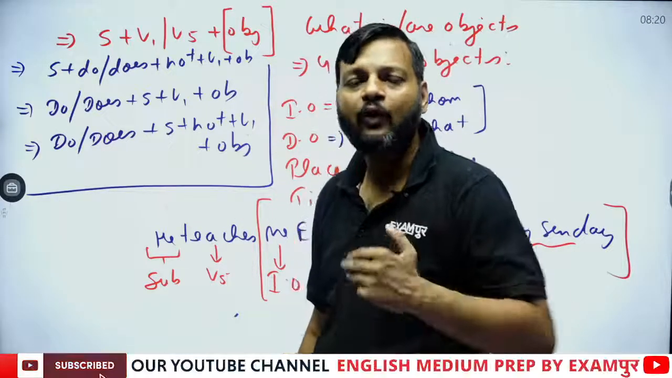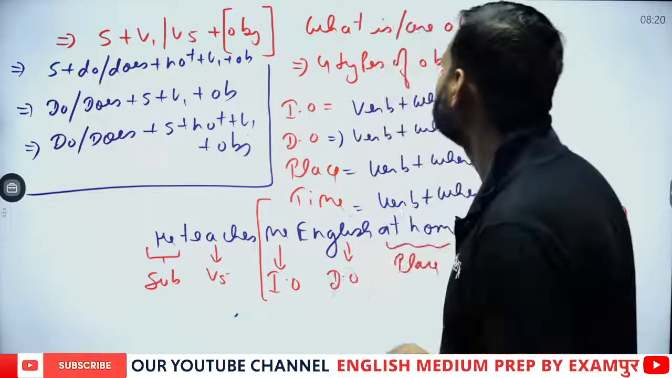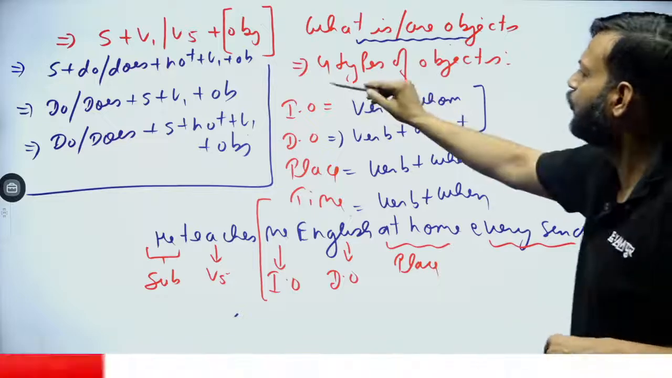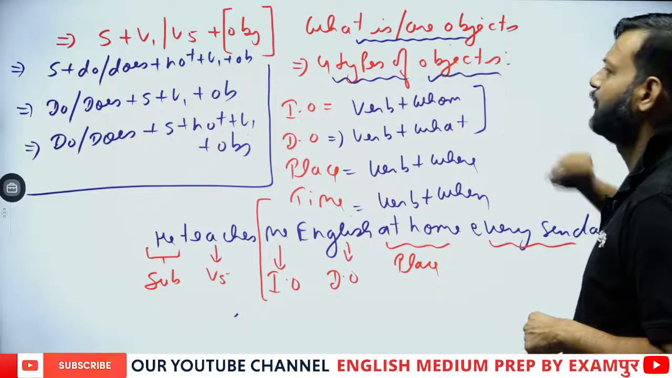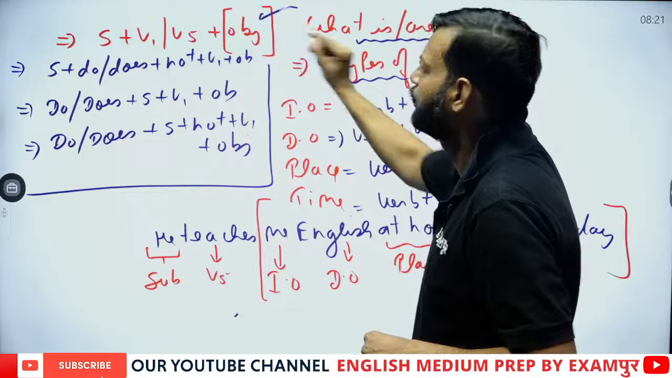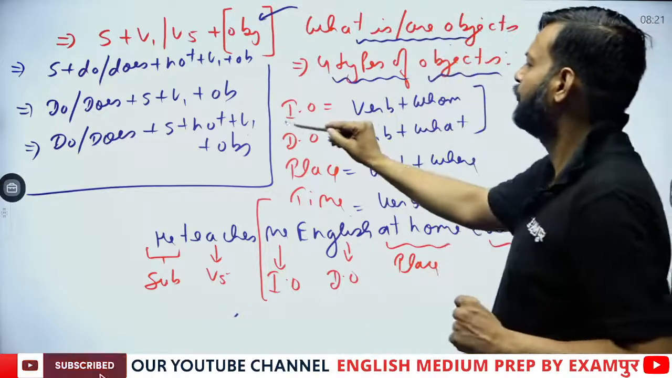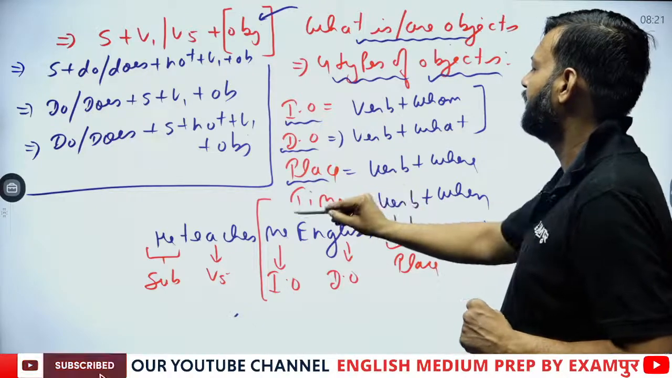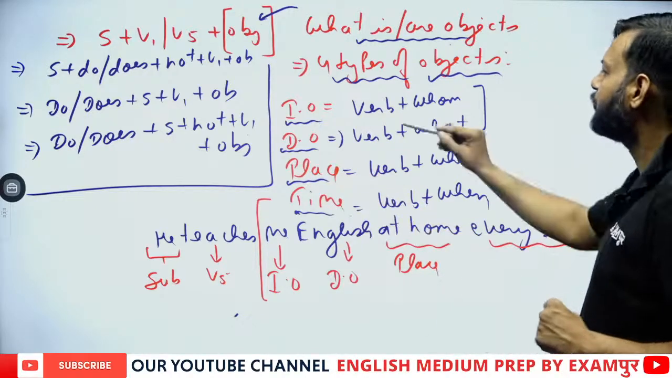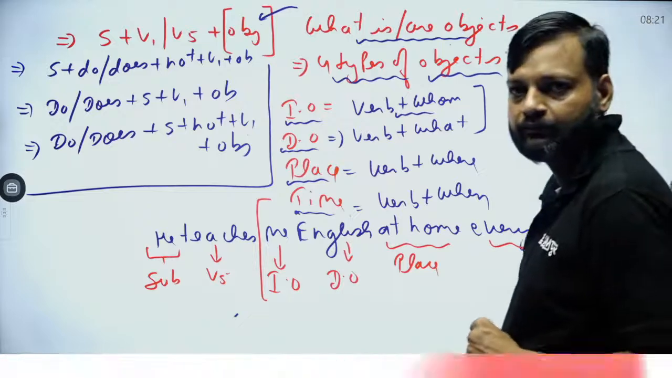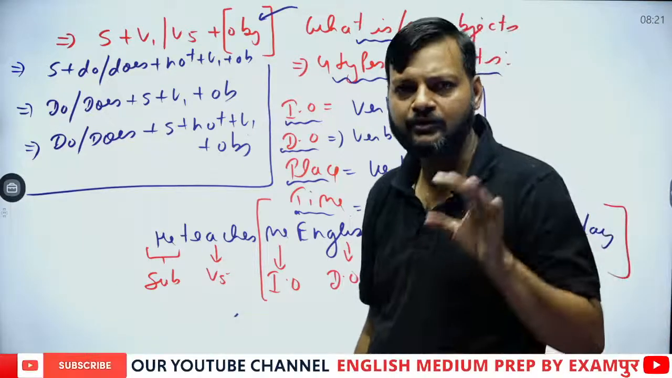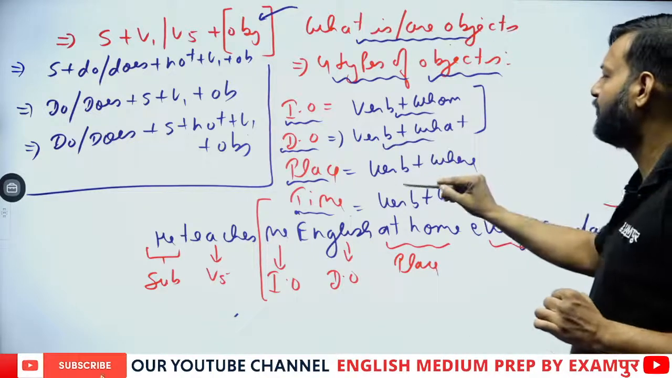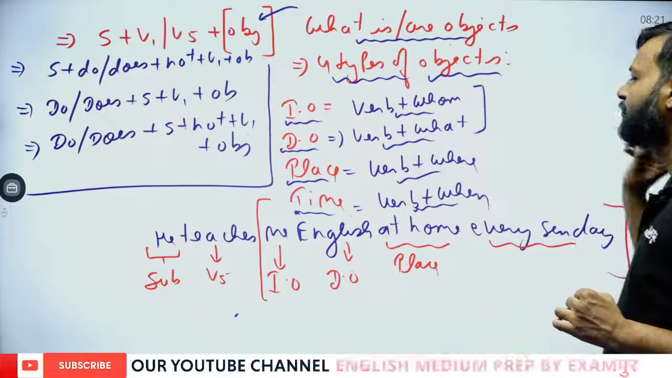Now what is the object? I have explained it here. What is or are objects? So four types of objects are there. First is indirect object, second is direct object, third is place, and fourth is time. Indirect object is verb plus whom. You must know the meaning of whom. Direct object is verb plus what, place is verb plus where, and time is verb plus when.